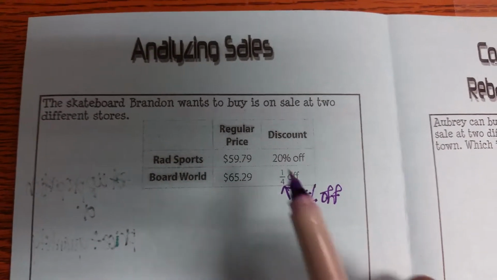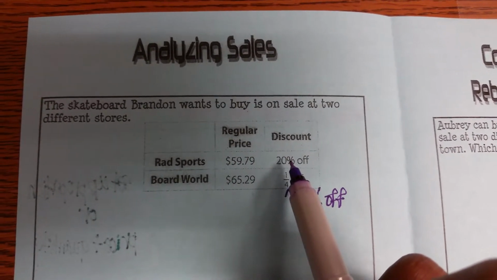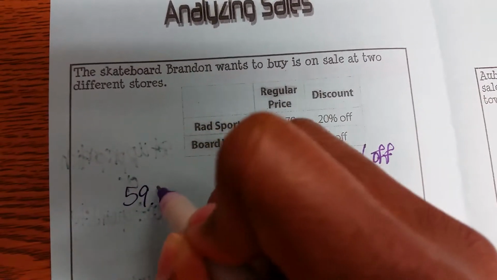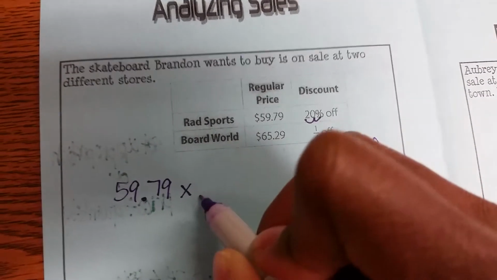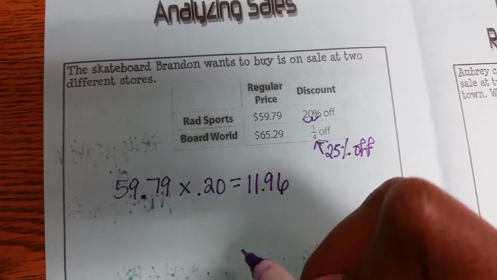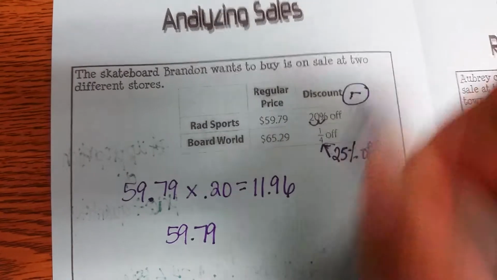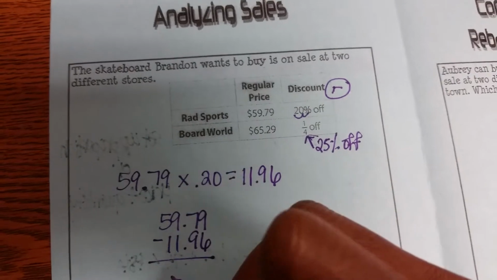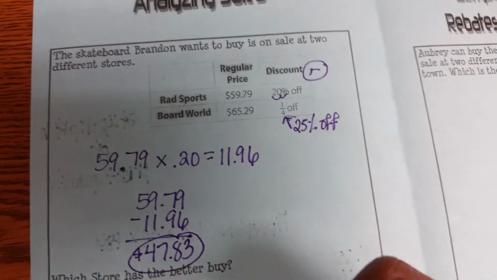Okay, so again, we would take our price of each one of them and multiply it by whatever the discount is to get how much it is we need to take off. Okay, so we would take $59.79 and multiply it by, which we have to turn this into a decimal, 0.2. Okay, and we would get $11.96. That's the amount of the discount. And we know with discounts, we subtract. We would subtract that $11.96 from that $59.79, and we would get $47.83. That's how much it would be at Rad Sports.